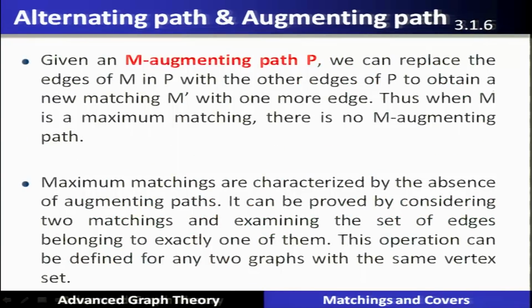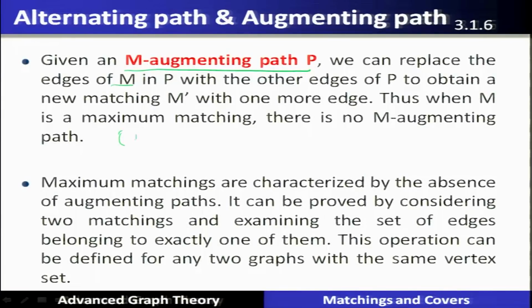Now, given an M augmenting path, we can replace the edges of M in P with the other edges of P to obtain a new matching M prime with one more edge. Thus, when M is a maximum matching, there is no M-augmenting path. This has told you the utility of M-augmenting path.